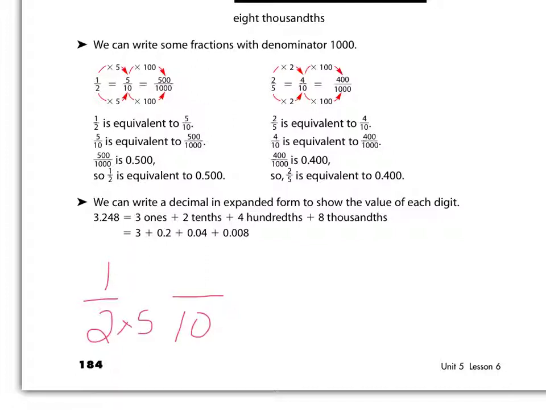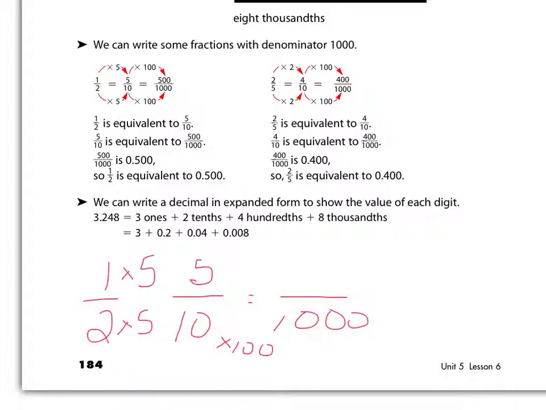2 times 5 is 10. What I do to the bottom, I also have to do to the top. 1 times 5 is 5, so it would be 5 tenths. Now, if I want to get that all the way to the thousandths place, to get from 10 to 1,000, I actually multiply by 100. And remember, we can use our annexing 0 to help us there. 1 times 1 is 1, and we add the 2 zeros, so we know that's going to make 1,000.